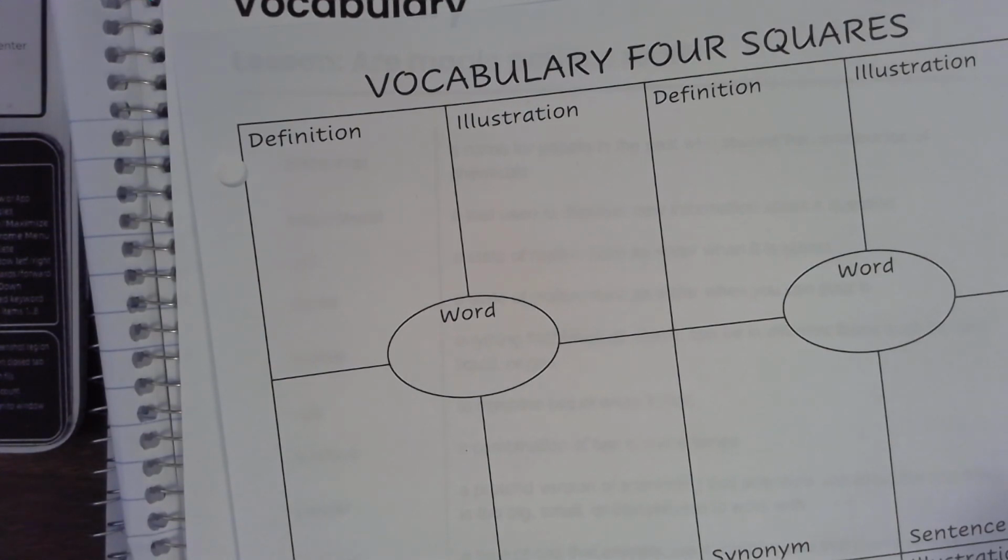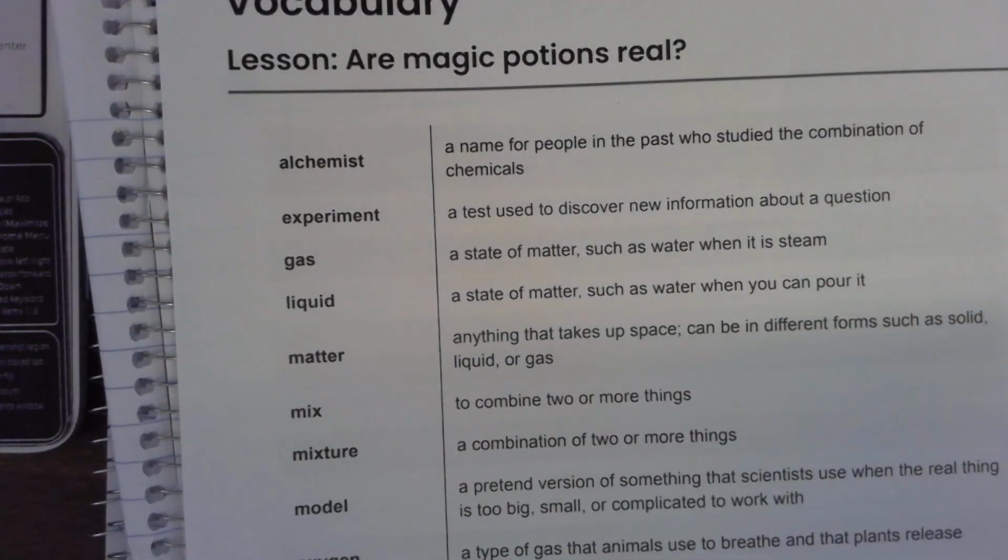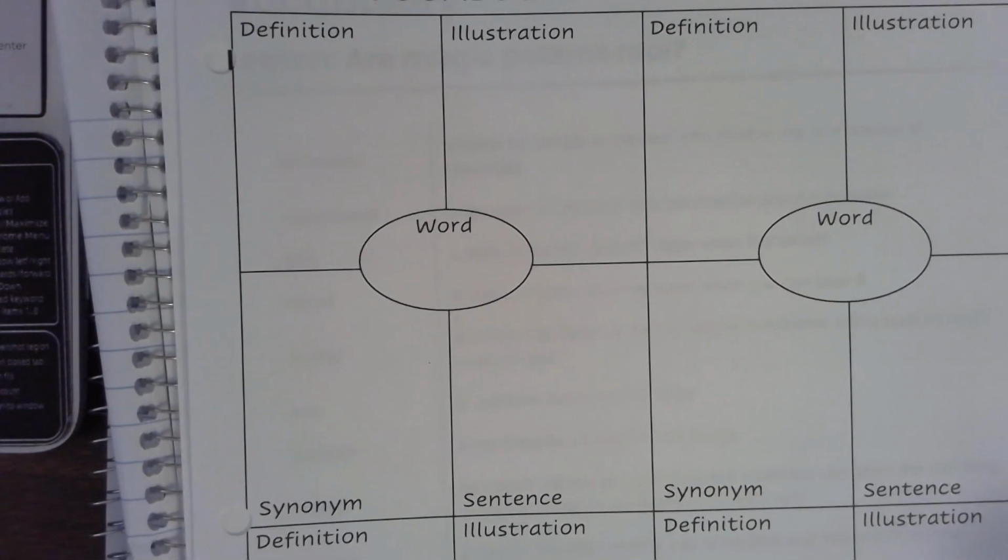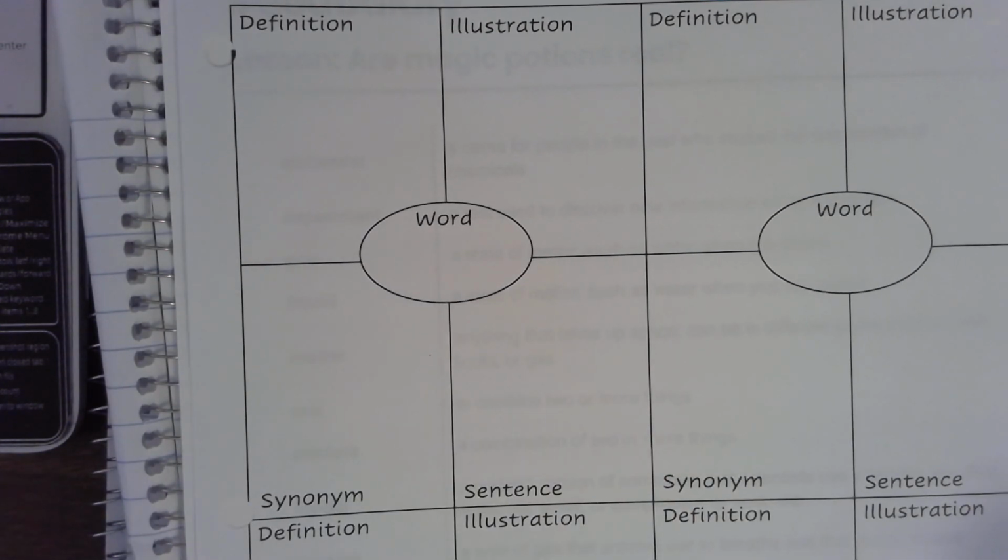All right, so you have a list of vocabulary words, and then everybody has one page of this. You are going to need more of them. But for right now, we're going to start with one. And what we're going to do is dissect this science vocabulary into these vocabulary squares.